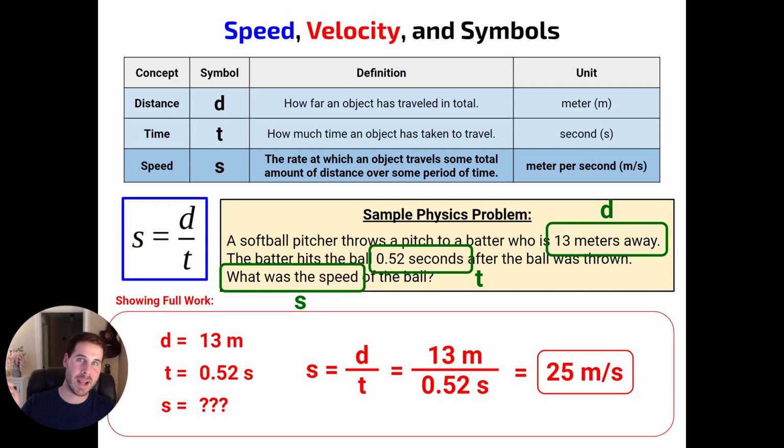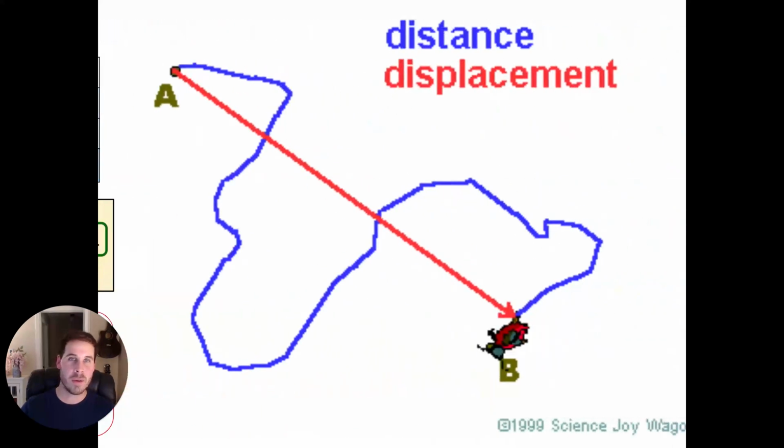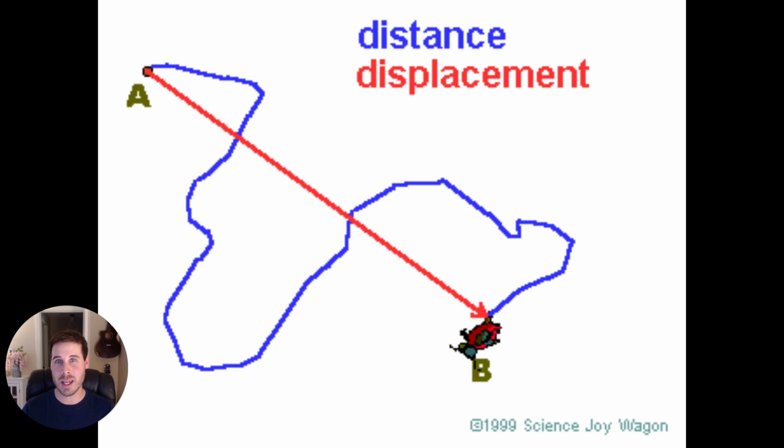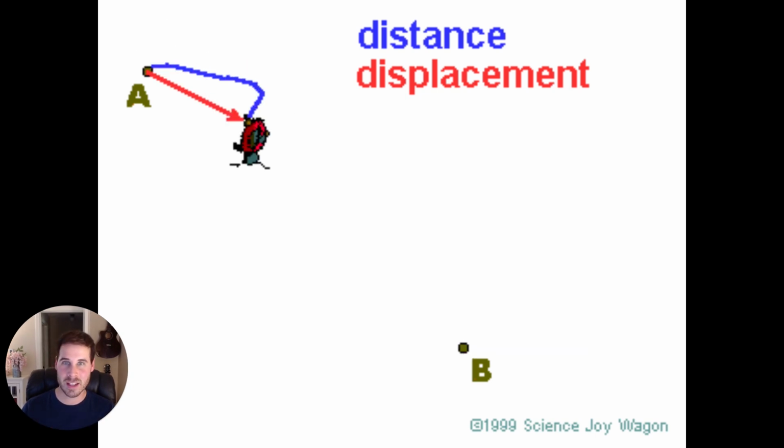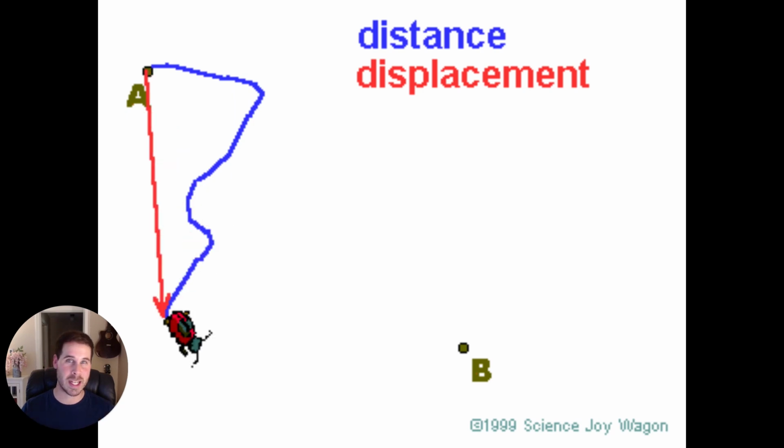Last thing is to circle your answer, and that just makes it easier for the teacher to see where your answers are. So now that we've seen an equation that relates to speed, which is based on distance and time, I want to start to talk about velocity, which is based on displacement and time.